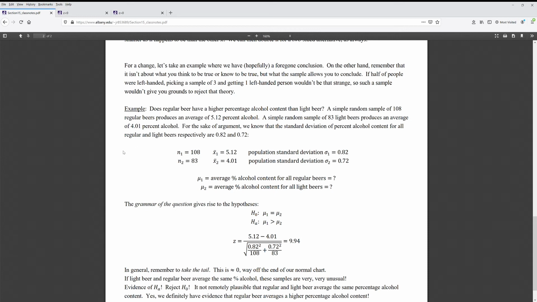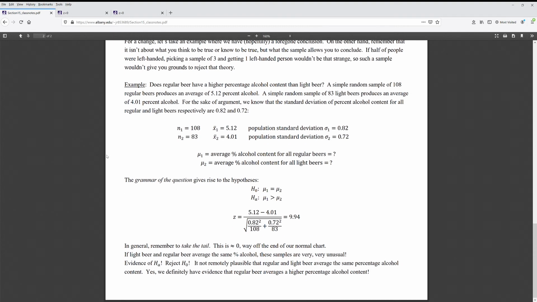So let's check it out. Does regular beer have a higher percentage alcohol content than light beer? A simple random sample of 108 regular beers produces an average of 5.12% alcohol content. A simple random sample of 83 light beers produces an average of 4.01% alcohol content. The regular beers that we happen to look at have a slightly higher average alcohol content than the light beers we happened to look at.